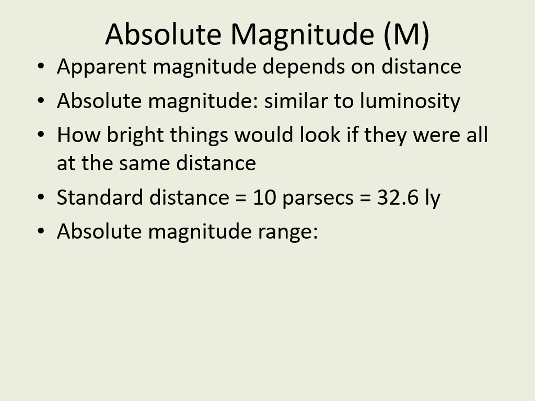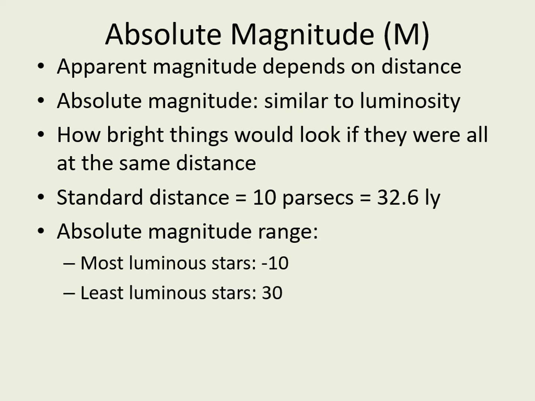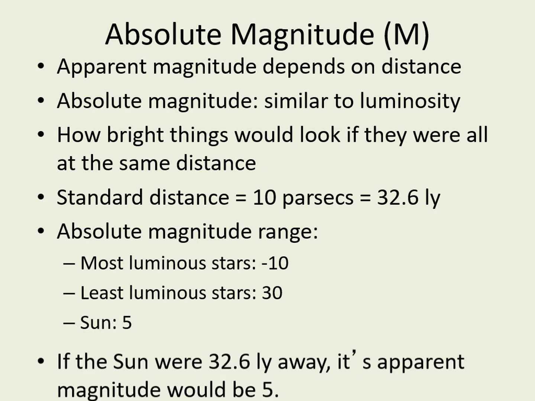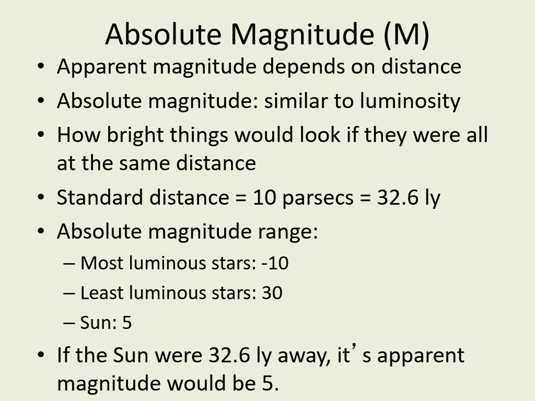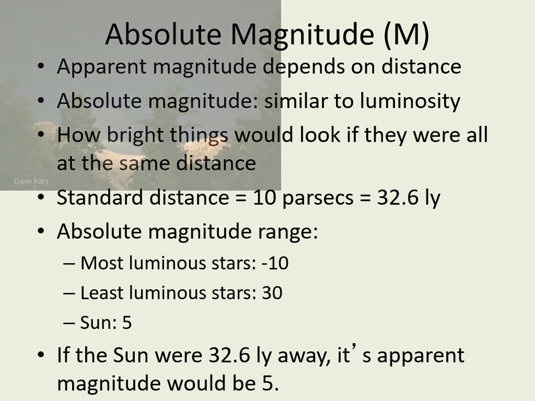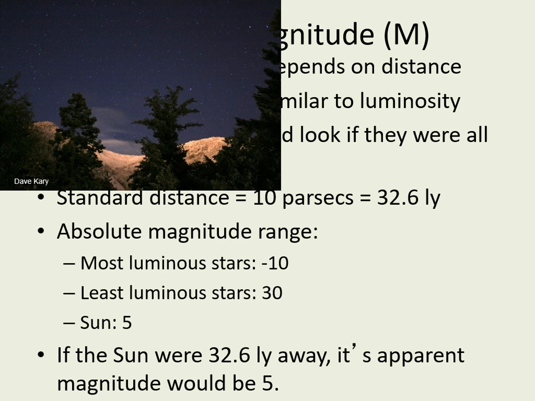Typical absolute magnitudes for stars range from -10 for the most luminous giant stars in the galaxy to 30 for the faintest dwarf stars. A star like the Sun has an absolute magnitude of 5. Remember, this means that if we were 32.6 light years away from the Sun, it would look like a 5th magnitude star in our sky. In other words, it would be faint enough that you would hardly be able to see it in the night sky unless you were far from any city lights.